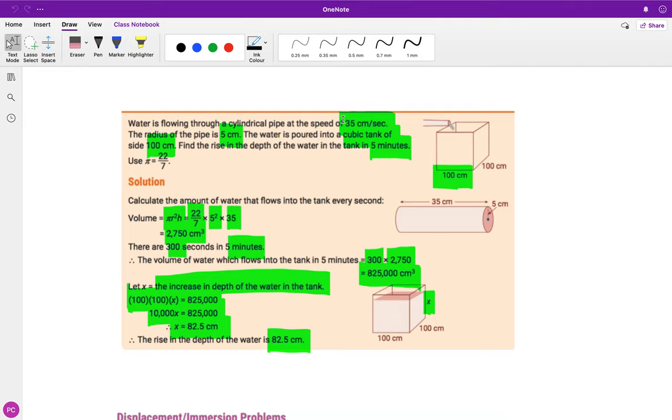Okay, so what we can say is the amount of water flowing into the tank, we worked out here. This is the amount of water that's actually flowing into the tank. Okay, and that's fine. That's how much water is actually going into the tank. But we're saying, well, let's look at this tank. And the actual size of the tank is 100 by 100. By the height, we don't know. So length by width by height is 825,000. So we multiply 100 by 100, gives us 10,000. By the height, we don't know, gives us this amount. Same as having 10,000x equals 825,000. We divide 10,000 into 825,000 and it gives us 82.5. That's the height. That's the amount of water that's been added in.